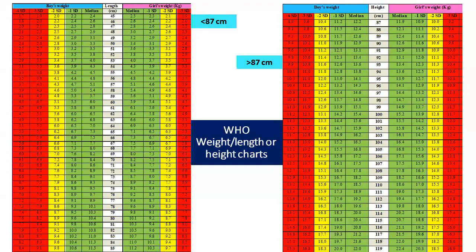These are the WHO charts where you can classify. The first chart is for less than 87 centimeters, and this is for more than 87. The left hand side is for the boys and the right is for the girls. You look for the weight and then classify their weight SD between median, -1 SD, -2 SD, or -3 SD, and look at the corresponding length.